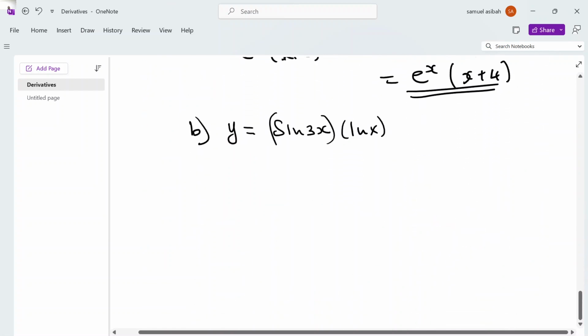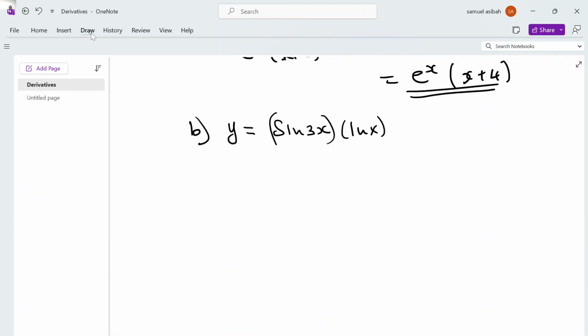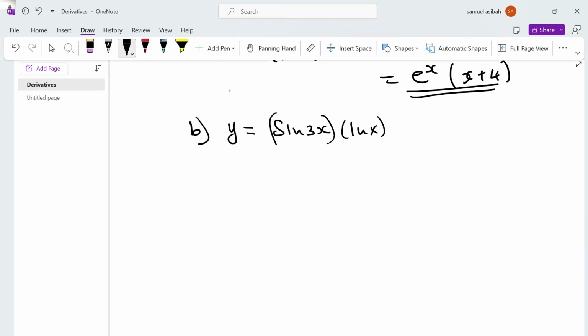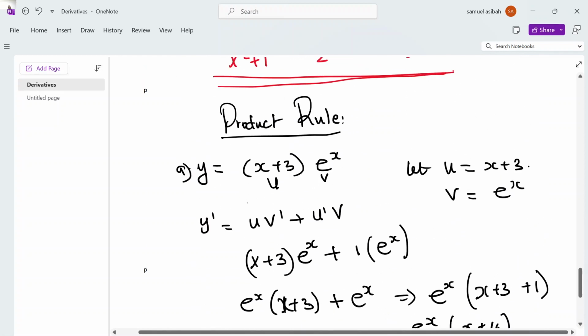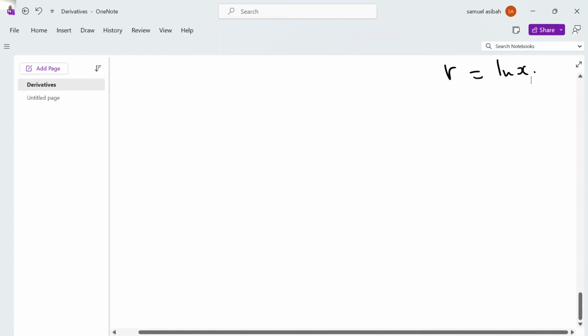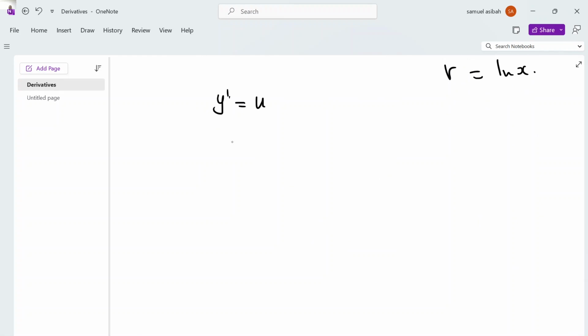Now, the same way, the product rule. Now identify your u, identify your v. So my u is equal to sine of 3x, and my v is equal to natural log of x. Okay, so as the formula, you saw it from here, which is very simple. For you to get the first derivative here, you just say uv dash, and then you find the derivative of the first one times the second function.